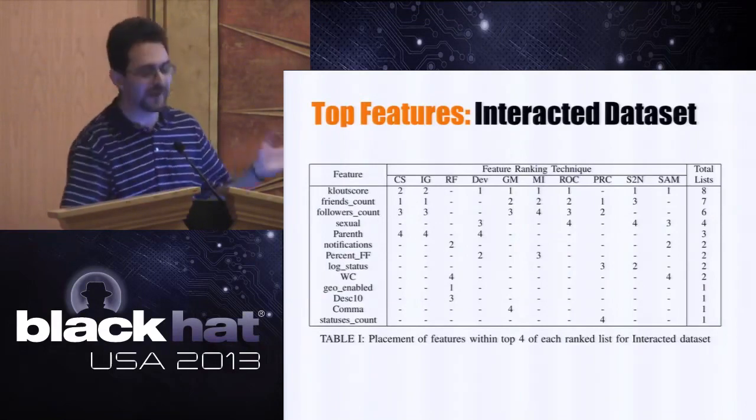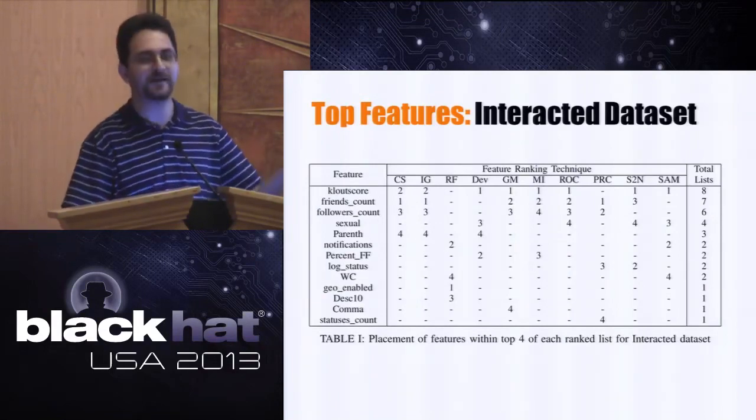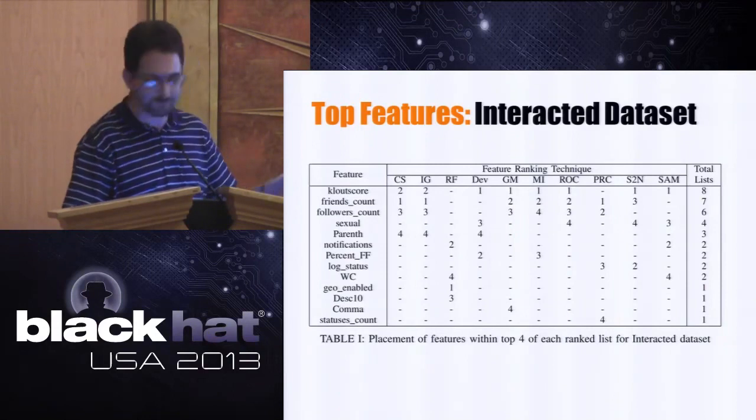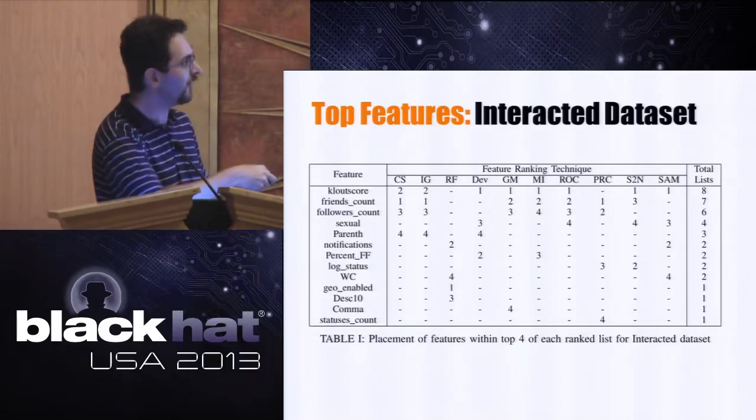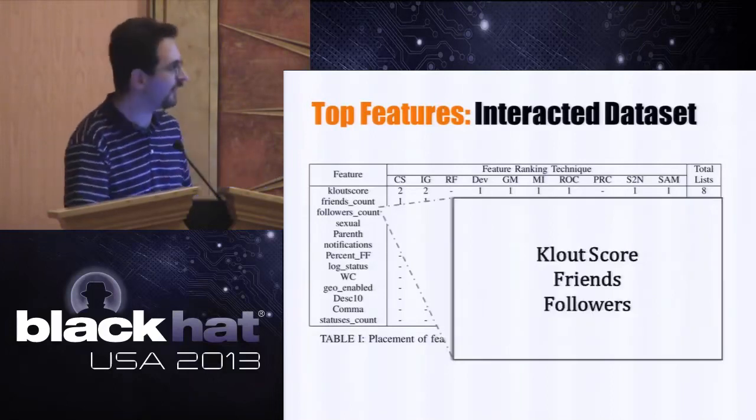This is the interactive data set, the rank of the different features. Most important are the top three, which were clout score, friend count, and followers count, which I'm going to pull out here.